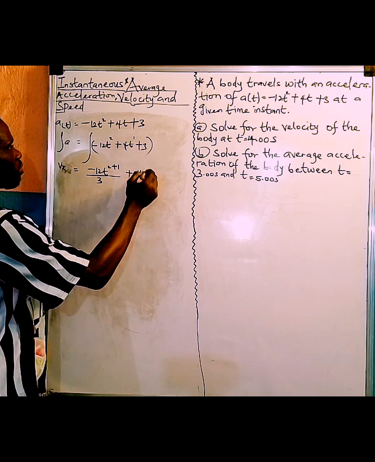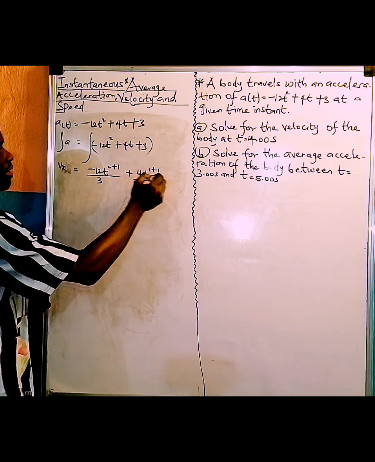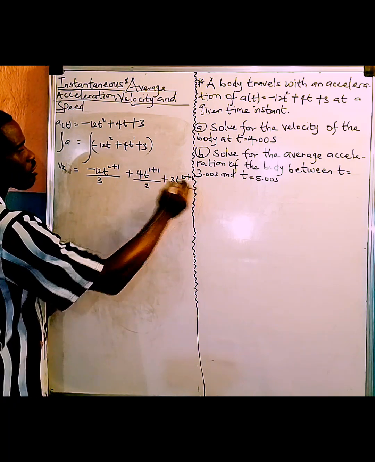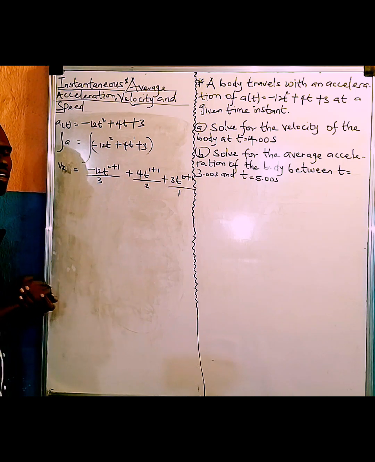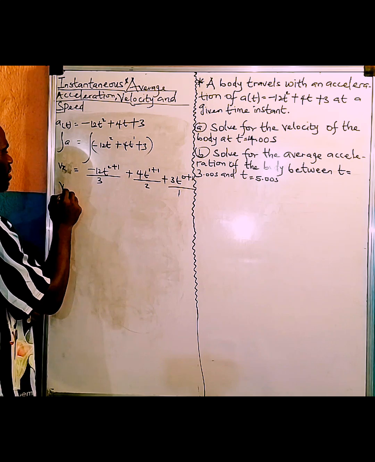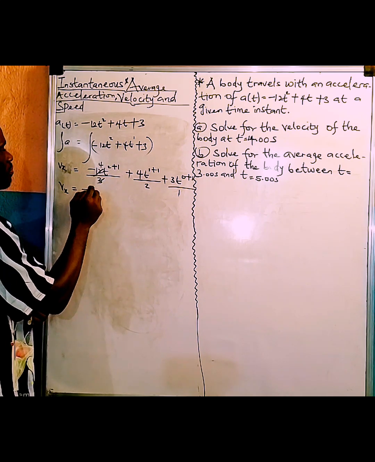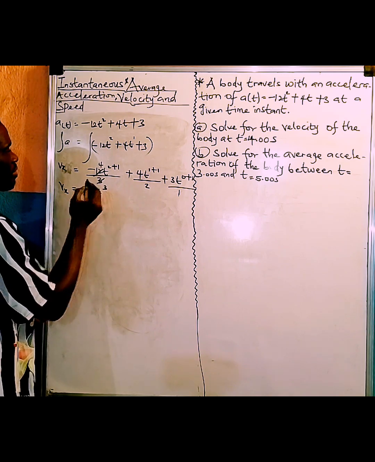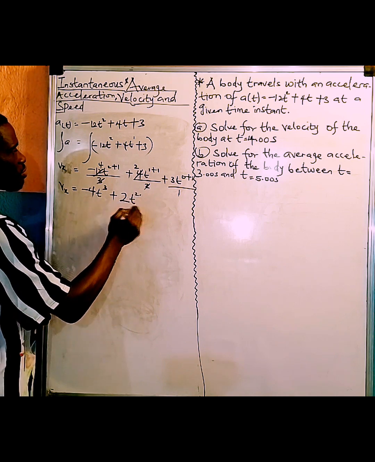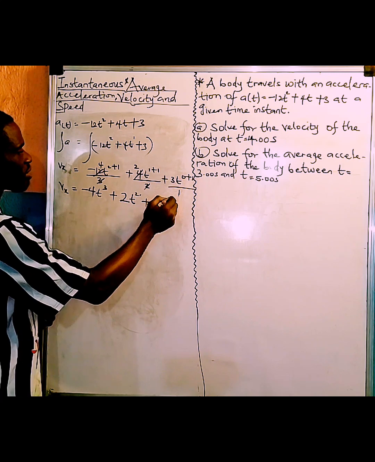So there's 4t raised power 1; add 1 to the power, 1 plus 1 is 2, so use the 2 to divide what we have here. Then plus 3t raised power 0; add 1 to the power, 0 plus 1 is 1, use 1 to divide. So we're almost there, as simple as ABC. Our velocity at this point is minus 3 over 3 times 4, giving minus 4t cubed, then plus 4 over 2, giving 2t squared, then 3t raised power 1.